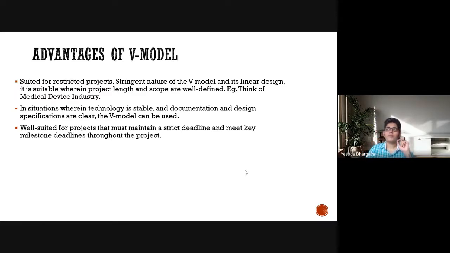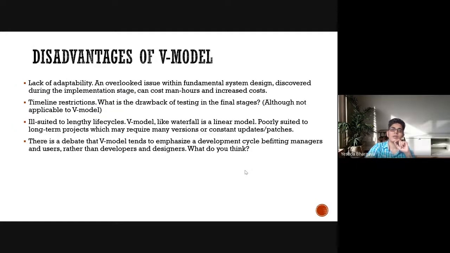But it may not be suitable for large scale projects in which new versions and patches continuously have to be developed. So that is one of the disadvantages of the V model. Apart from that, it is not that adaptable. An overlooked issue within the fundamental design discovered later can cause a lot of man hours and increased cost, as we saw using that plot. Then, although timeline restrictions are there, there is the drawback of testing in the final stage, because in the V model, there is no testing happening. We are only validating the needs, which is also sort of testing, but not the testing of the software.